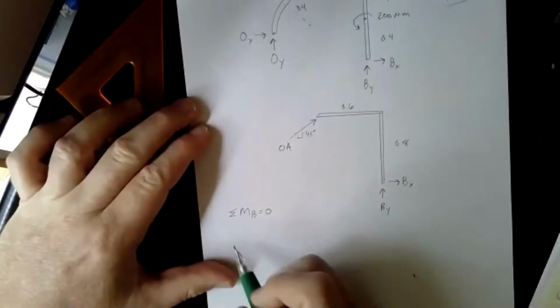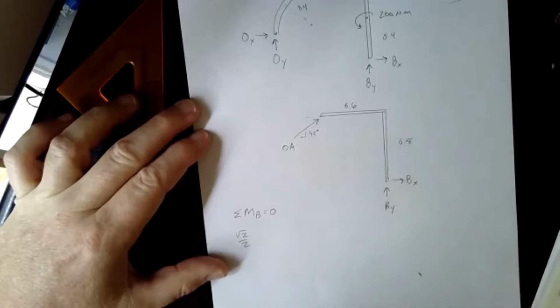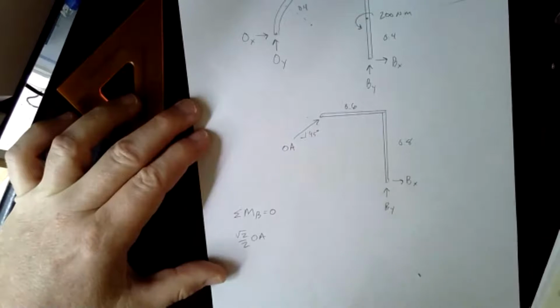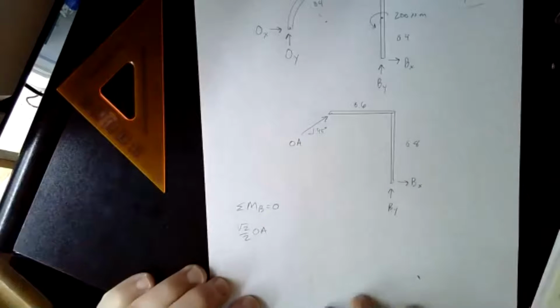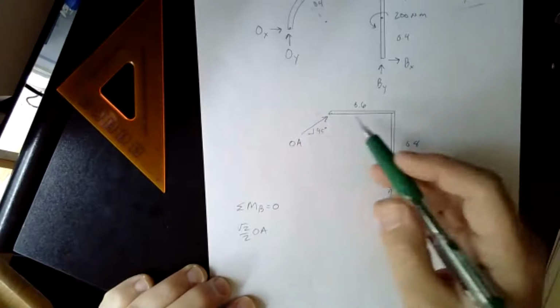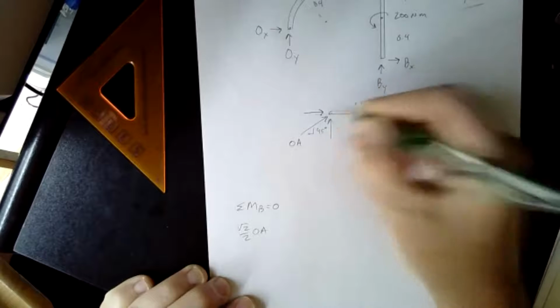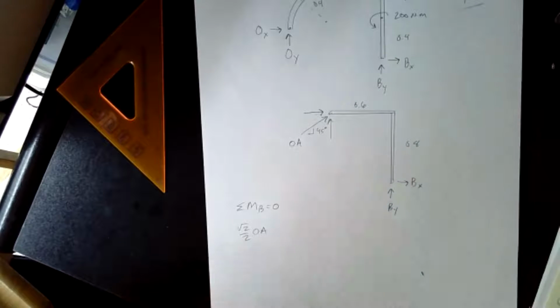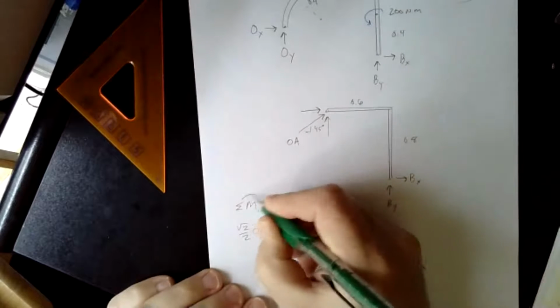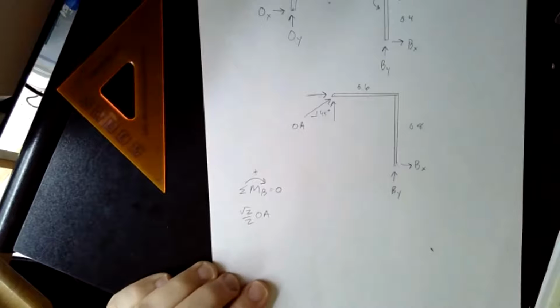So if we go ahead and do that, what do we have? We have root 2 over 2 times OA, and we know root 2 over 2 is good for both of them. So we have one piece going this way and one piece going that way. But both of them cause a clockwise moment, don't they? So I'm going to make this positive. Clockwise is going to be positive. That's my convention for this.